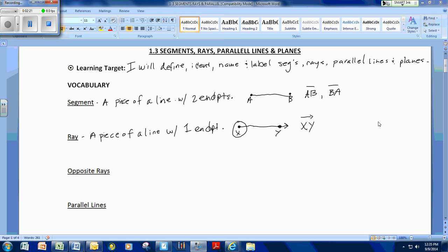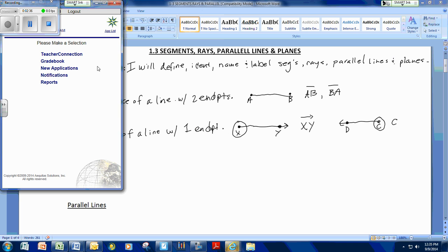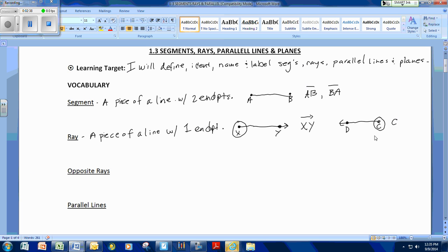Okay? Now if the ray was pointing the other direction, all right, we still want to pick the endpoint first, and then the direction it goes. Even though this ray is pointing to the left, we still name it with the arrow pointing to the right.